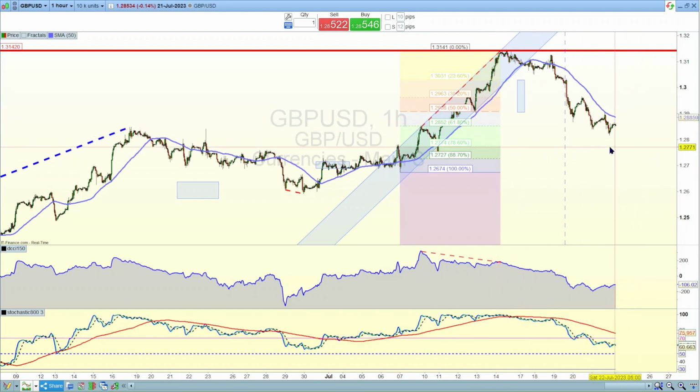So it may well bounce from there, or if it continues, there's a slight movement to the upside on the CCI, but the stochastic and the CCI overall are still in decline. So we may see this break through the 61% and have further declines in the short term.